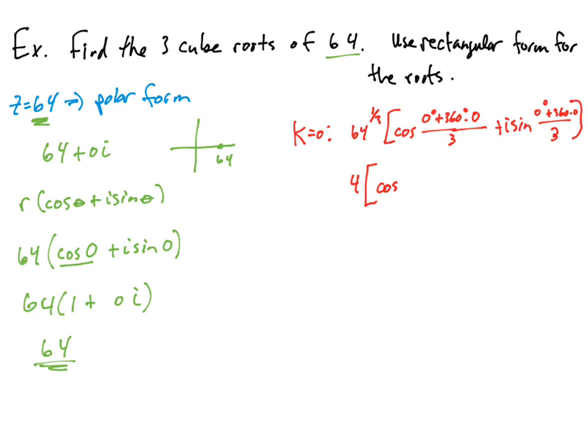And then we'll have cosine of 0 plus 360 times 0 divided by 3, so that's just 0 divided by 3, which is 0, plus i sine also 0. 4 times cosine of 0 is 1, plus i sine of 0, that's just 0i, so that's 4. So 4 is our first cube root. And when we're dealing in just the real numbers, we know that 4 is the cube root. 4 raised to the 3rd power is 64. So that makes perfect sense.